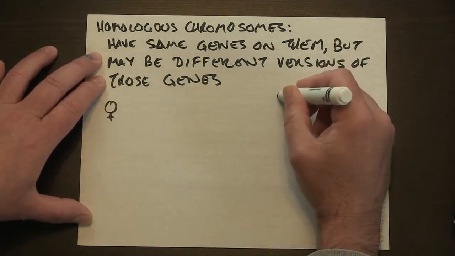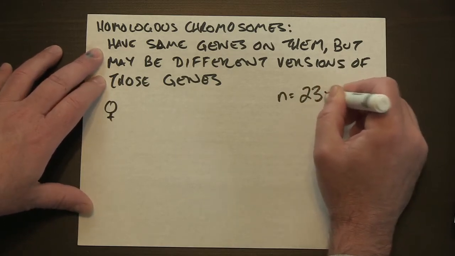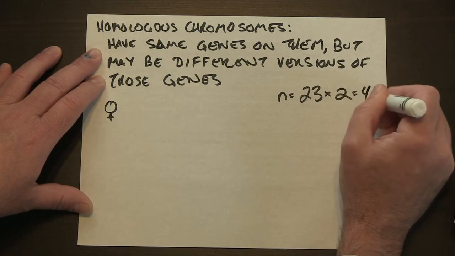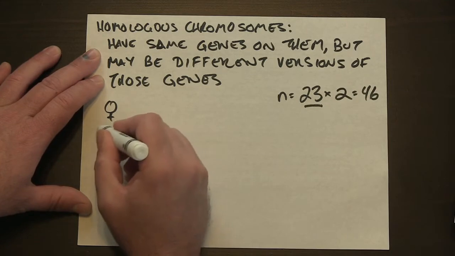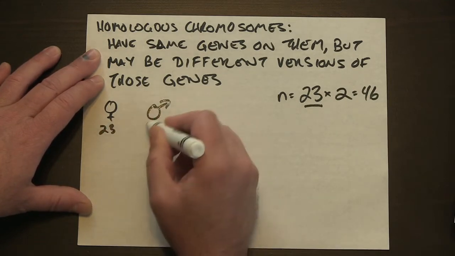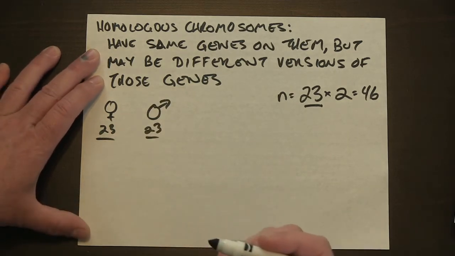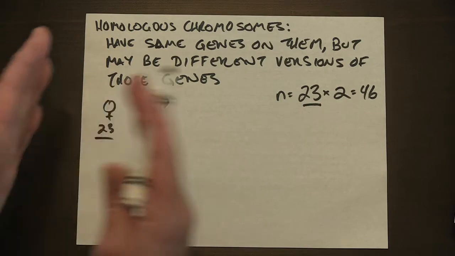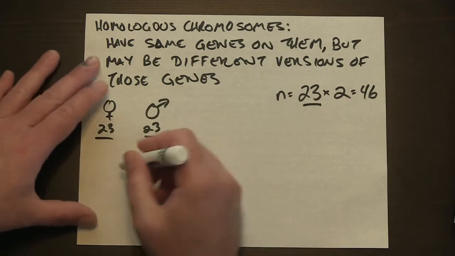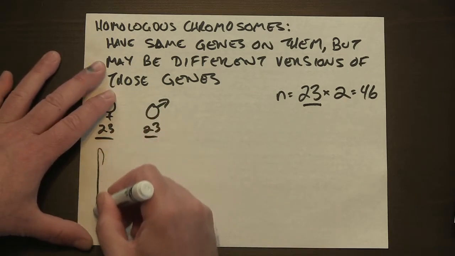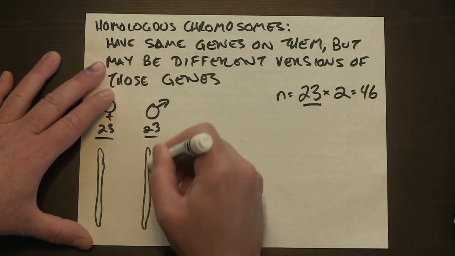We've got 23 times 2, so we've got 46 chromosomes in total. 23 of them you get from your mom, and 23 of them you get from your dad, right? So let's just take one, and so these 23, each one has got a homologous chromosome. It's kind of like its non-identical twin, right? So let's just take one chromosome that you get from your mom, and then the homologous chromosome that you get from your dad.